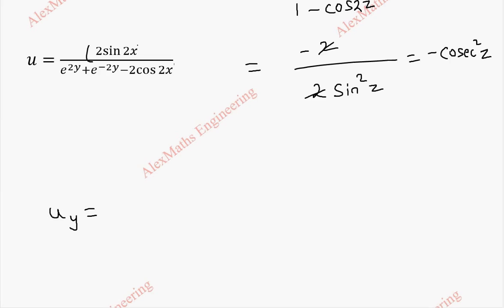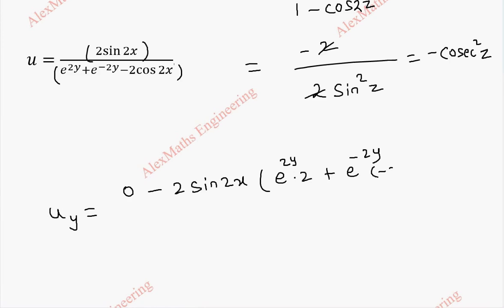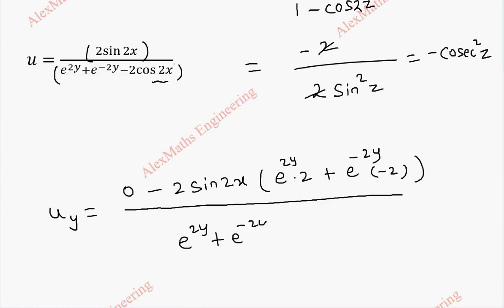We are doing with respect to y, so this is fully a constant, so its derivative is 0, and into this when we write, anyway the total term is 0, then minus numerator we keep as it is, and derivative of the denominator with respect to y, so e power 2y into 2 plus e power minus 2y into minus 2, and this is in terms of x, so it is 0. Then whole division, we have e power 2y plus e power minus 2y minus 2 cos 2x whole square.